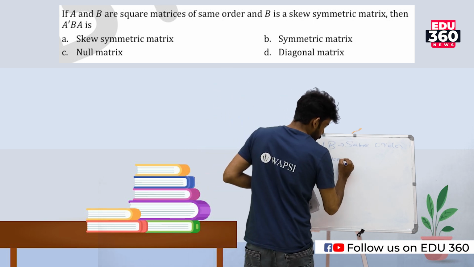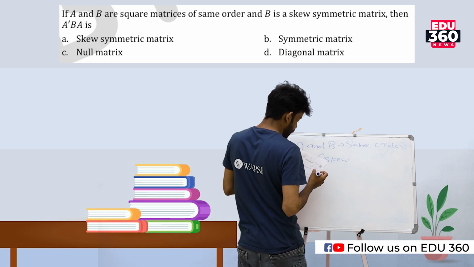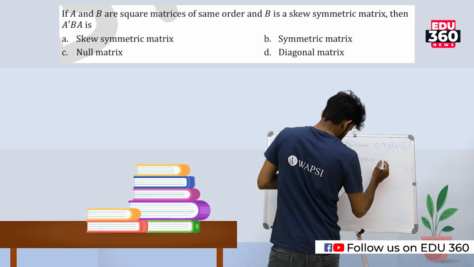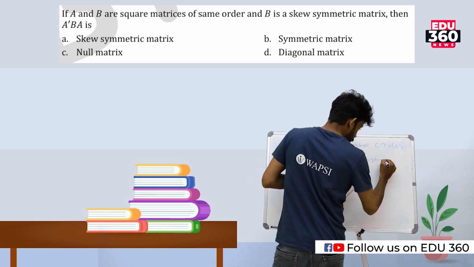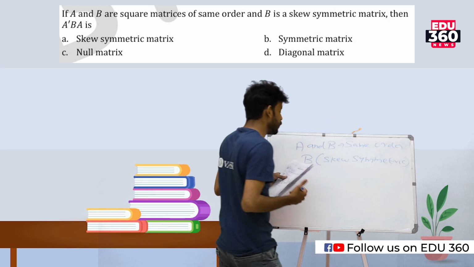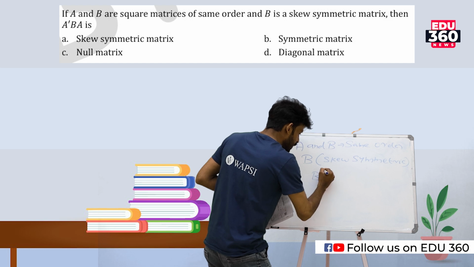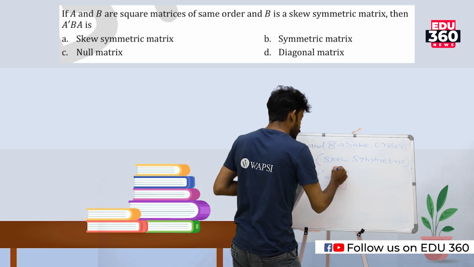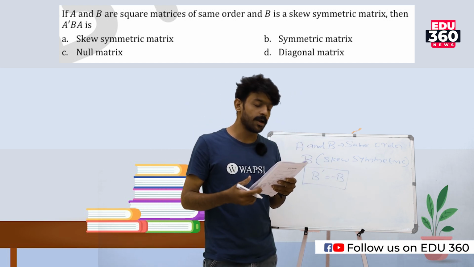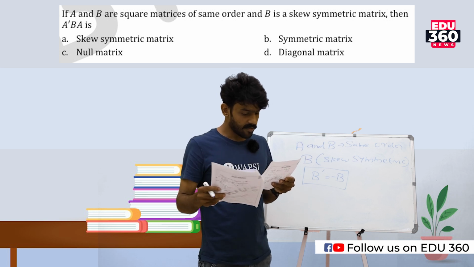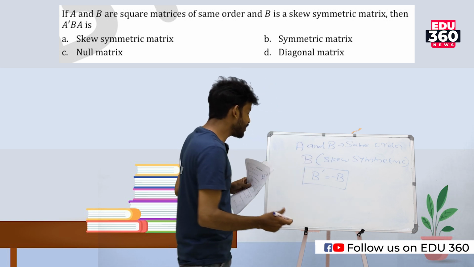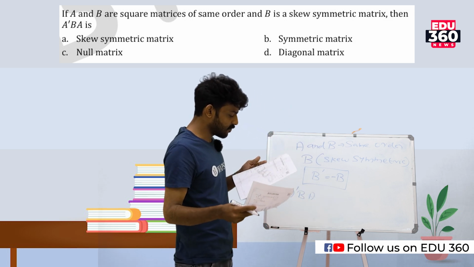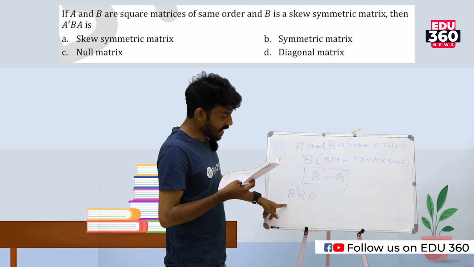What is skew symmetric? B transpose is equal to minus B. That is the condition for a skew symmetric matrix, B dash is equal to minus B. They are asking us to find the value of A dash B A.